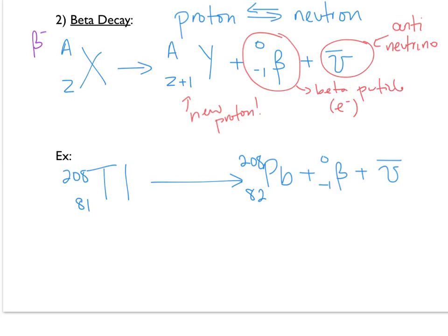Beta particles, or electrons, travel at close to the speed of light, so much faster than an alpha particle. They can ionize, but due to the low mass, they're easily stopped. Often after a beta decay, the nucleus will also undergo an alpha decay.